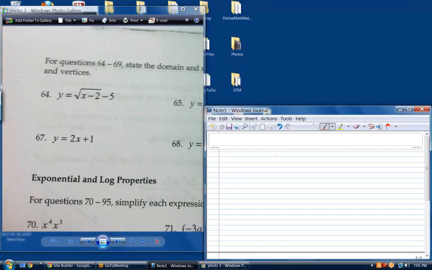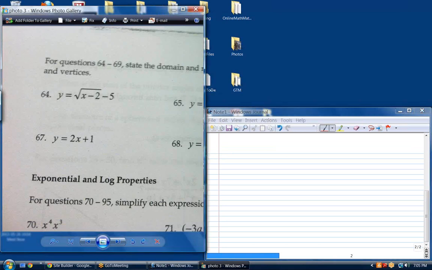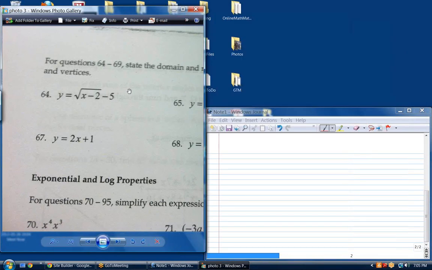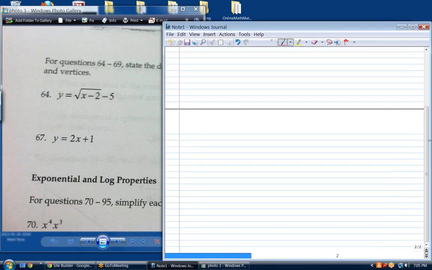All right. So they want the domain and range. Be careful to account for asymptotes and vertices. Okay. Not quite sure what they mean, but let's look at this. How do we get the domain out of this? Okay, the domain is the allowable values for x. We can talk about it algebraically, and then let's talk about it graphically.